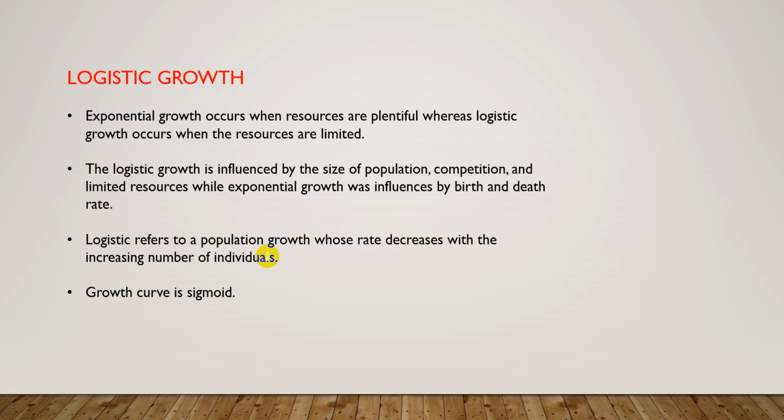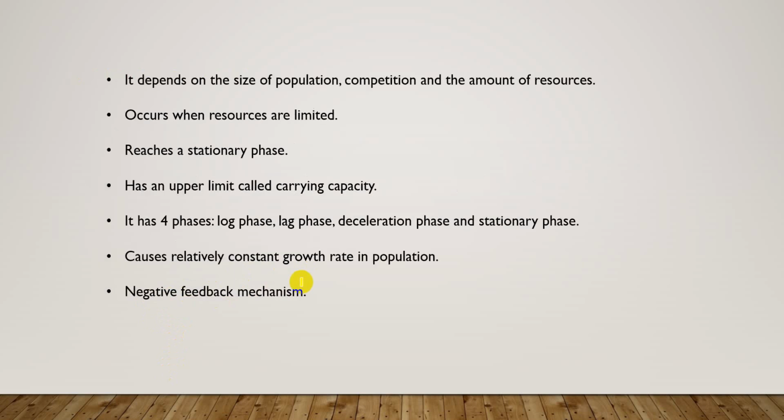At the starting phase, there will be sufficient resources and a small number of individuals. As time goes on, the population keeps increasing, then there will be a shortage of food, then population growth begins to decline, and at one phase it will reach a stationary phase. The growth curve is sigmoid, that means an S-shaped curve is obtained while plotting the data. It depends on the size of the population, competition, and the amount of resources.